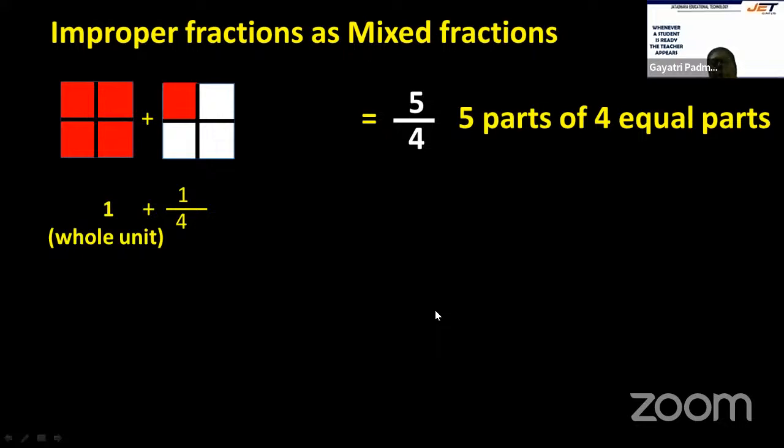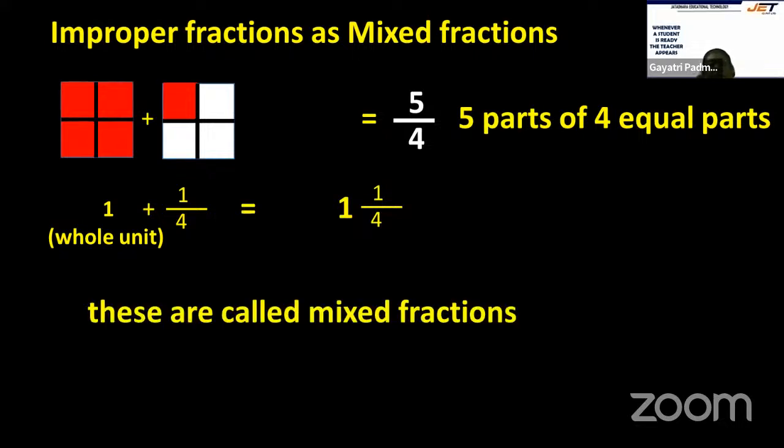So 1 plus 1 by 4. So the whole 1 unit and 1 by 4. So these are called mixed fractions. What do we mean by a mixed fraction? Usually we have 1 and 2 by 3, 1 and 4 by 5. So how you write 1 and 1 by 4, that's called a mixed fraction. One full portion is written as 1, plus out of 4 we have only shaded one figure, so 1 by 4. So it becomes 1 and 1 by 4. So these are called mixed fractions.